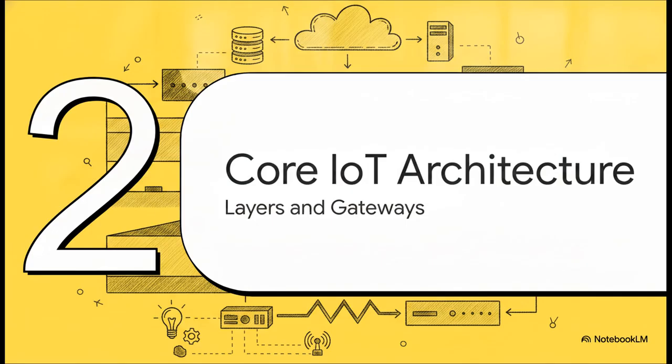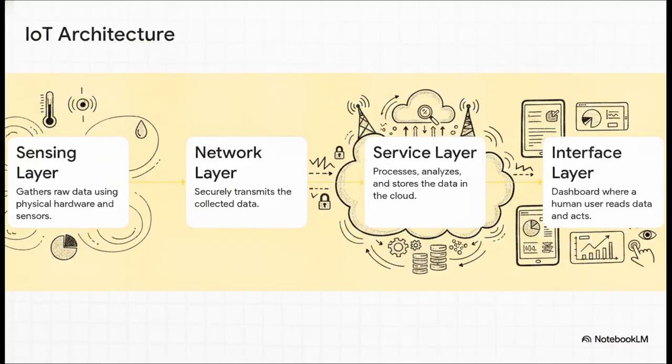Moving on to Section 2. The core IoT architecture. Let's dive into the physical architecture to see how these networks are built from the ground up. Basically, every IoT setup follows a 4-step data assembly line.